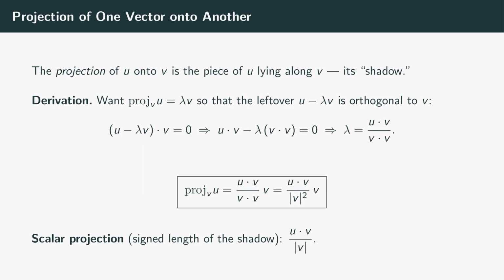The third payoff is projection. Imagine shining a light straight down onto the line through V. The shadow that U casts on that line is a vector pointing along V, and it's called the projection of U onto V. Let's derive its formula.